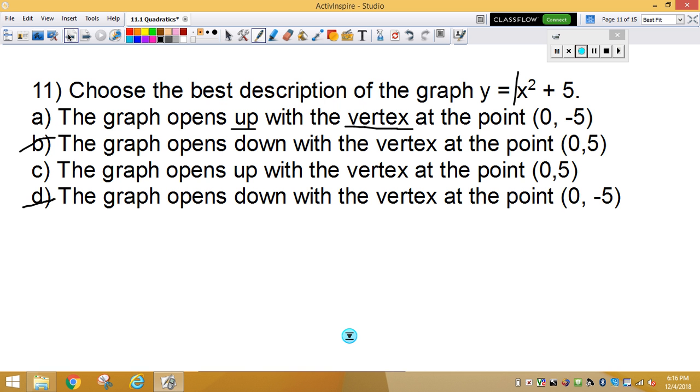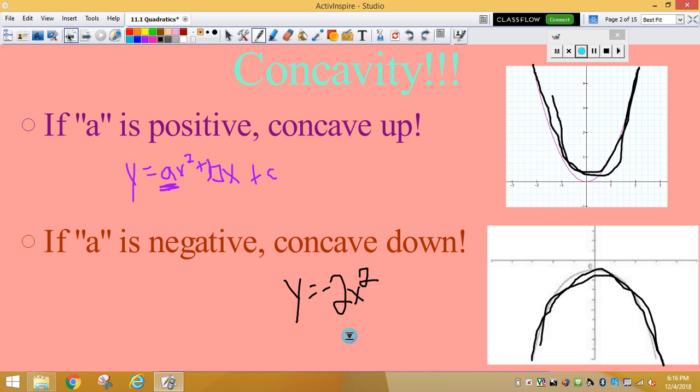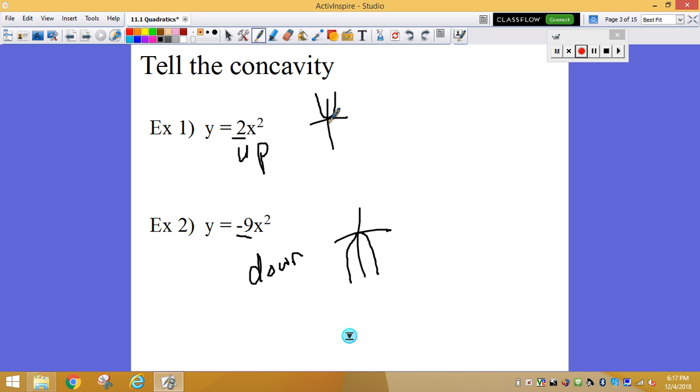The vertex, and I'm going to go back to my very first graph that I had. The vertex is either the very bottom, this is the vertex, or it could be the very top, this is the vertex. So let's look at some more pictures. Here's my vertex here, it's the very bottom. This is my vertex here, the very top.